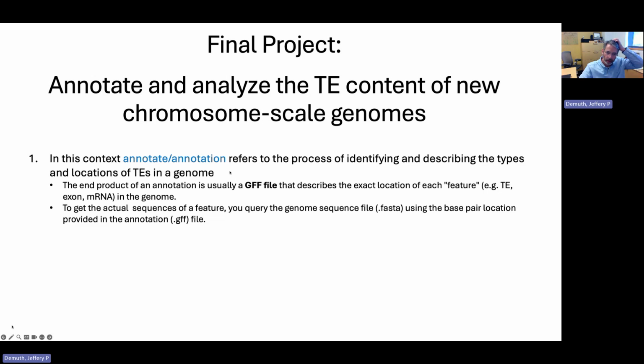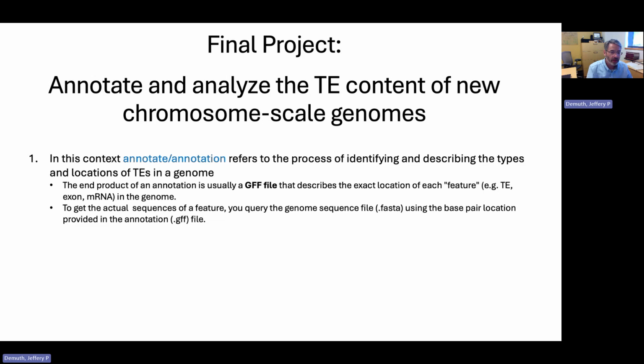The end product of any annotation, whether it's TEs or if you're annotating genes or some other genome feature, usually is a GFF file. We've encountered GFF files at the beginning of the semester a long time ago, learned how to parse them a little bit. But remember, they describe the exact location of each feature in the genome. So for example, where the TE is located, or an exon, or a messenger RNA, if we were studying something else.